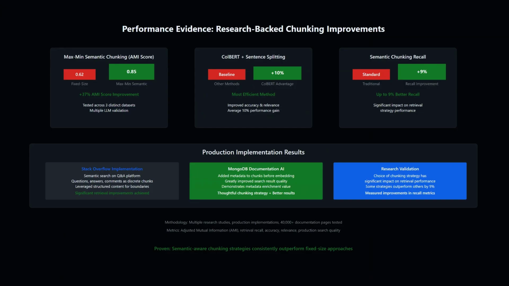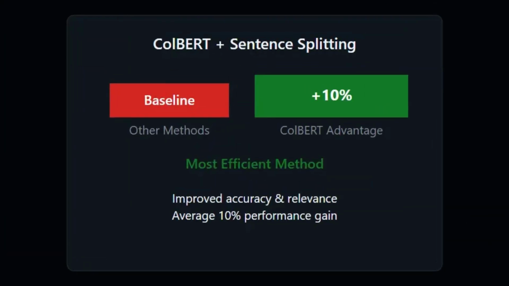Research demonstrates that the choice of chunking strategy can have significant impact on retrieval performance, with some strategies outperforming others by up to 9% in recall. Recent evaluations show that Colbert-based embedding with sentence splitting proved to be the most efficient method of improving result accuracy and relevance, with an average performance advantage of about 10% over other methods.